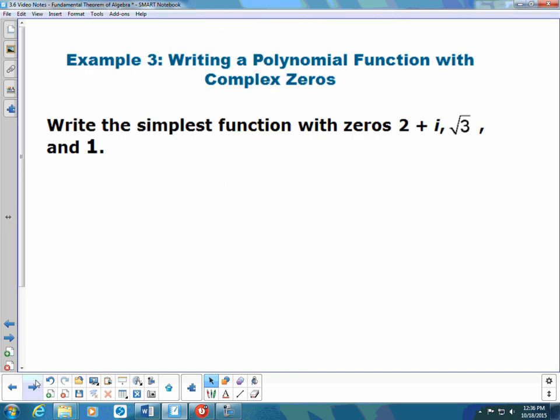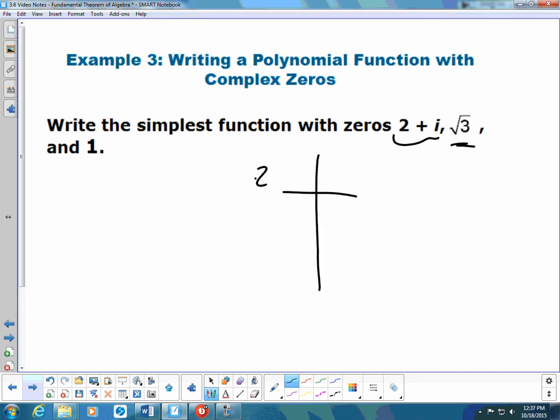Okay, so let's do this going the other direction. This time we're writing a polynomial function with complex zeros. If we have a function that has a zero of 2 plus i, and it also has a zero of square root of 3, and a zero of 1, we're going to write the function that has those zeros. So we have to start writing the factors. If we are going from the zeros to the factors, we might start listing them.